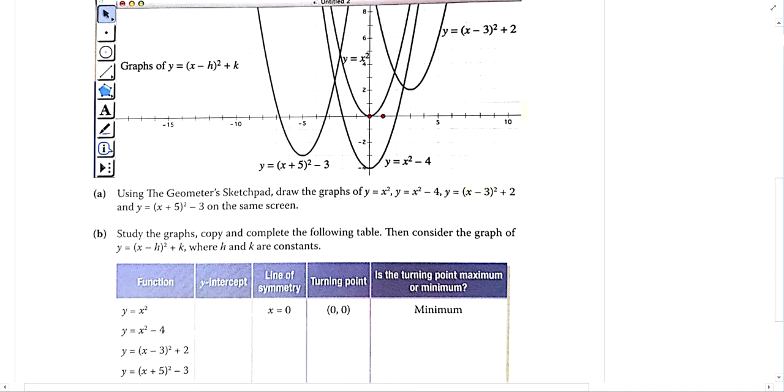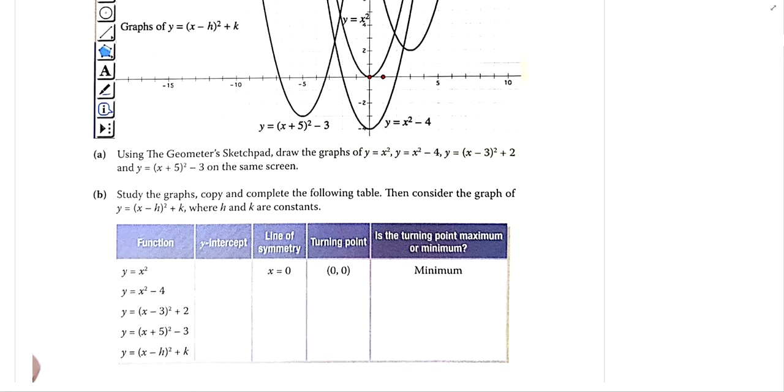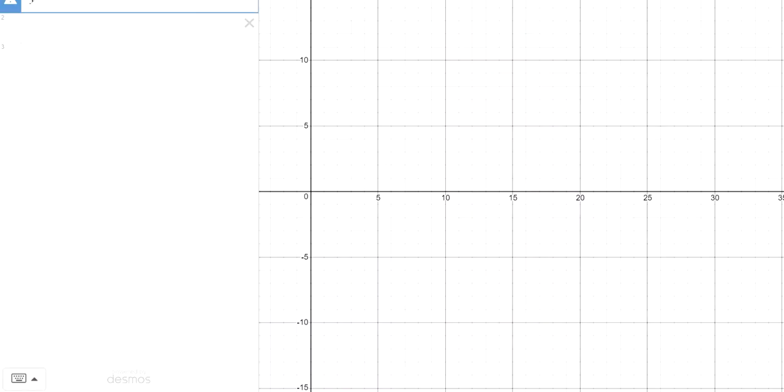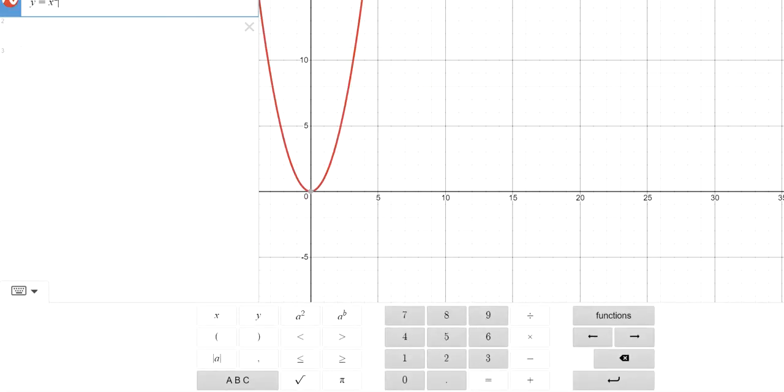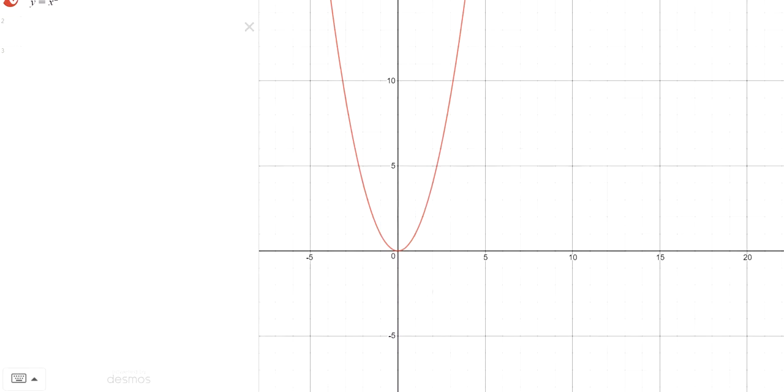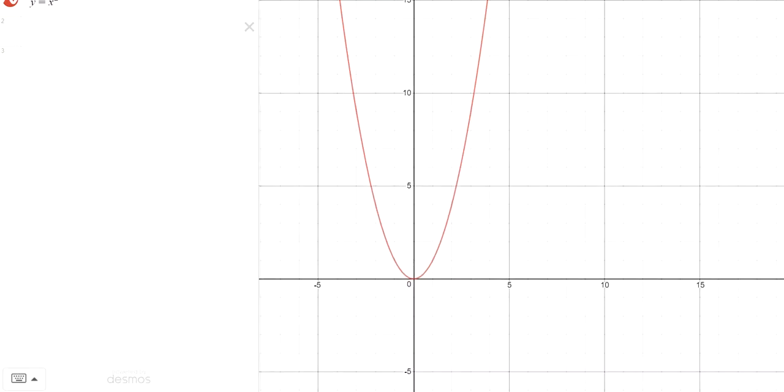Desmos. Okay, this is a wonderful website for us because it allows us to plot graphs very easily. Okay, from our textbook, they are talking about y equals x squared. Very easily. y equals x squared. See, I got a graph already. So this is my graph of y equals x squared in this color.